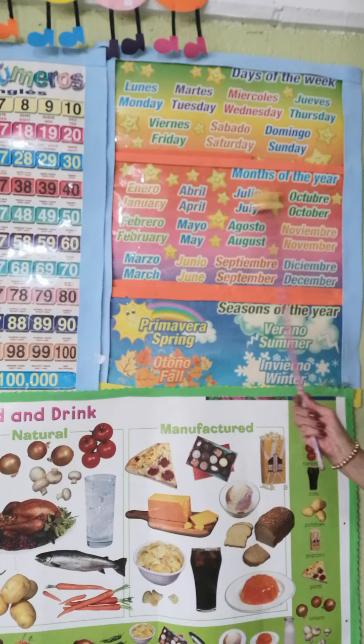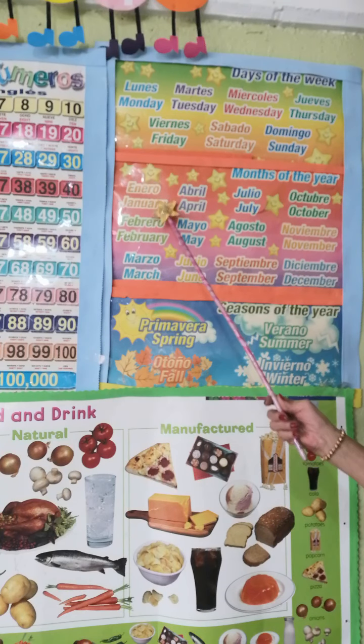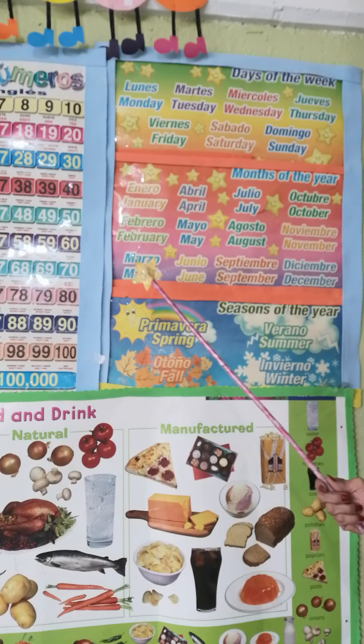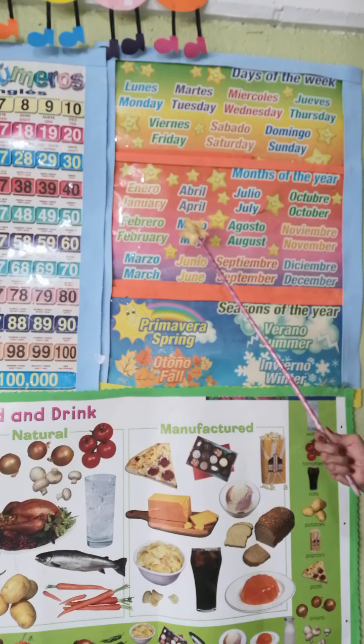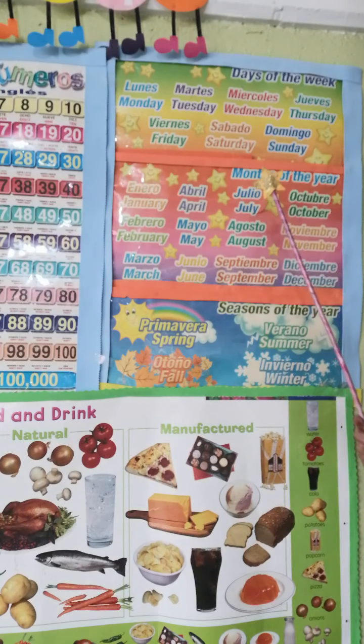Now, tell me the months of the year, please. January, February, March, April, May, June, July, August, September, October, November, December. Perfect. What month is it? Okay, it's May. And the number of the kids? Okay, let's check the numbers.